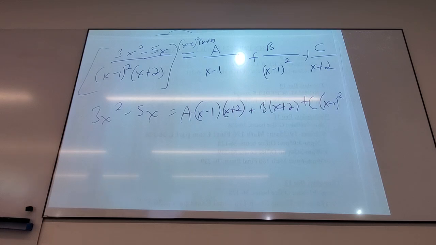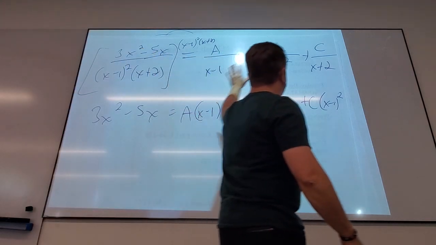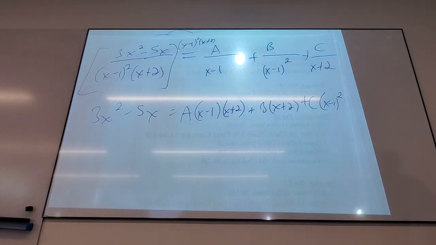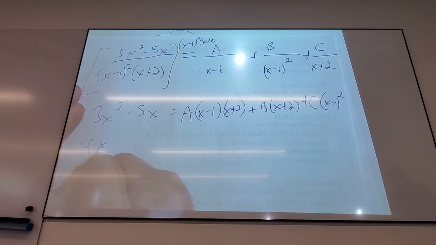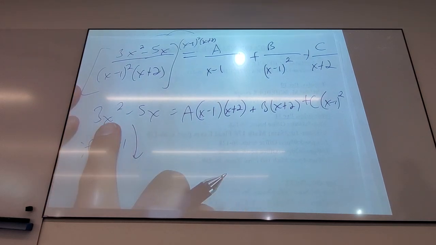If you let x equal 1, what happens? Again, what sucks? So many A, B, C. I know, there are 3 things I don't know. If I make x 1, what happens? A and C go, this term goes to 0, this term goes to 0. Why can I do that? Because x could be whatever. So if x is 1, what's this?